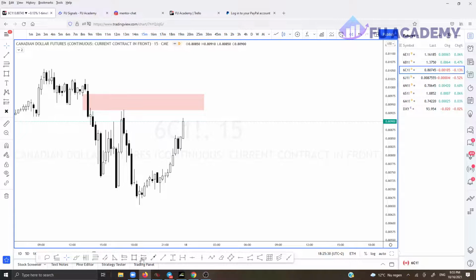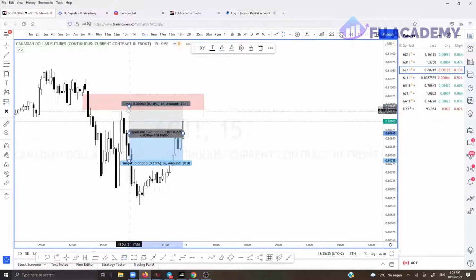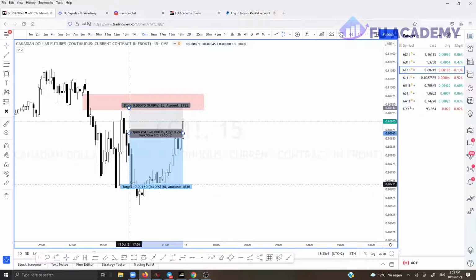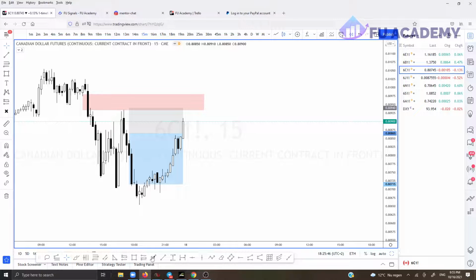So what would be your entry? Your entry would be just after finishing the candle. Stop loss would be just on this candle, and we'll definitely target 1:2 minimum. So if you're risking 1%, you have to target 2% minimum. Then you can manage your trade wisely.